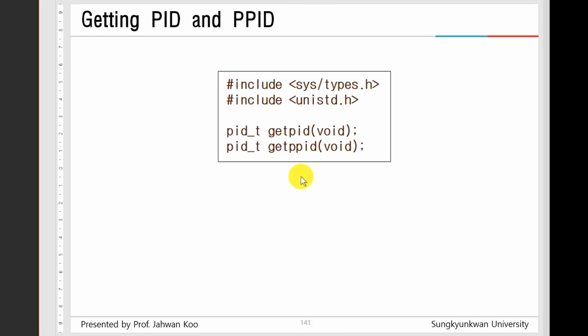A process can find out its own process ID using the getpid system call. The getpid system call returns the process ID of the process. The return data type is pid_t system data type. The process can find out its parent process ID using the getppid system call. The getppid system call returns the process ID of the parent process. The return data type is pid_t system data type.